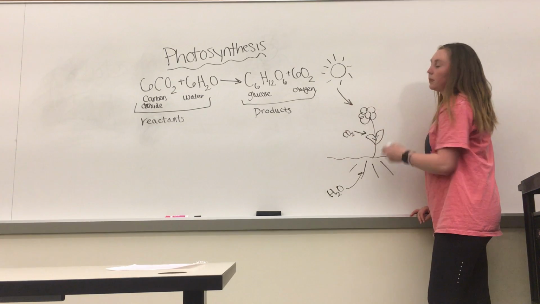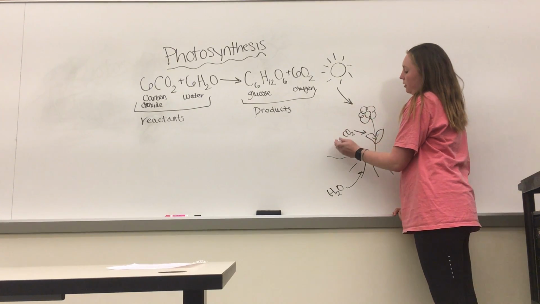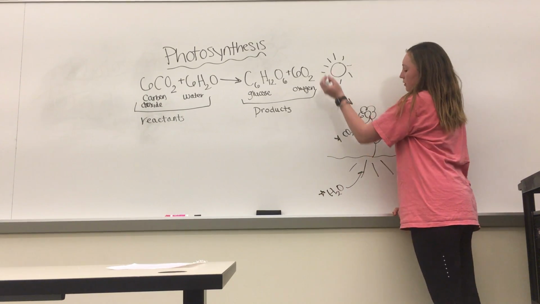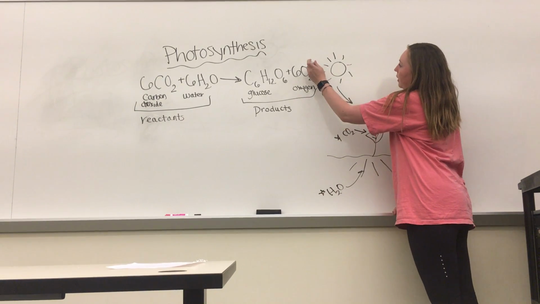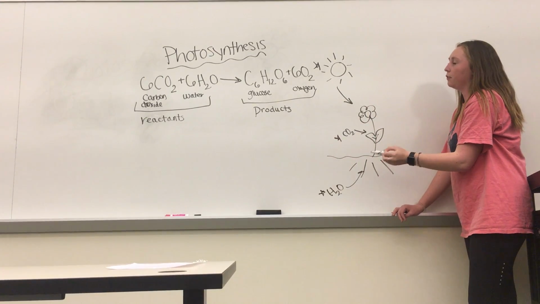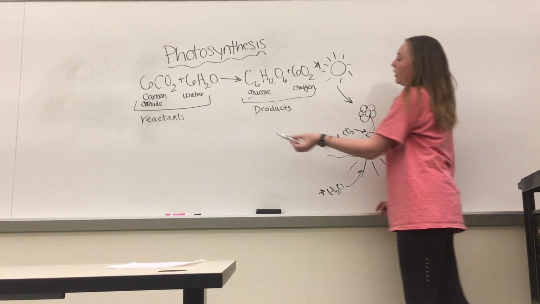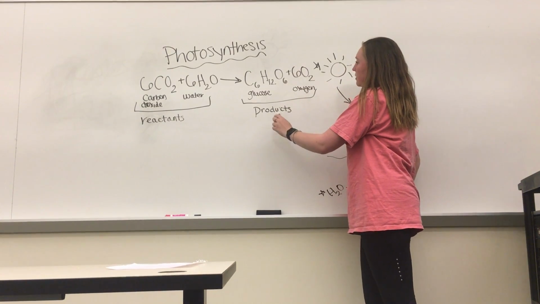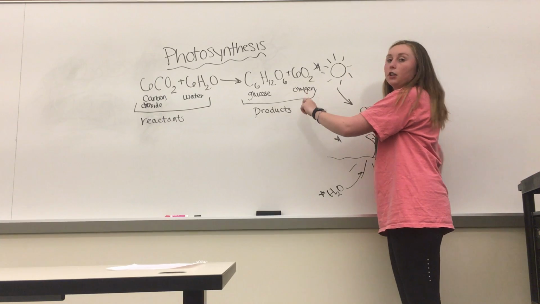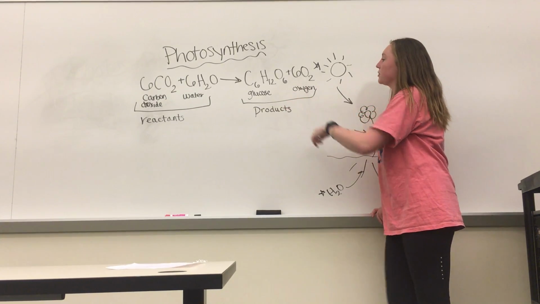So in order for photosynthesis to happen, we need these three things right here in order to start. So we have CO2, water, and sunlight. And those are our three starters of photosynthesis. And then we come to our products. So photosynthesis is able to release glucose and oxygen, the two things that come from photosynthesis.